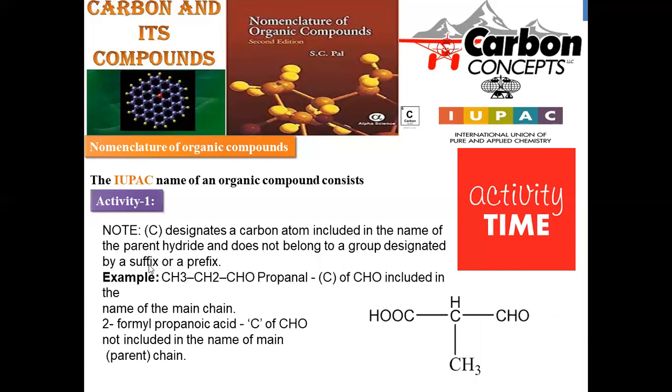So this is the most important rule in order to assign numbering. Here C designates which carbon atoms are included in the name of the parent chain. Some of the groups' carbons should be incorporated within the parent chain, while some carbons need not be. Here, when carboxylic acid is there, for example, so this is the compound. This is the compound where some ambiguity is there in giving numbering and assigning a name.